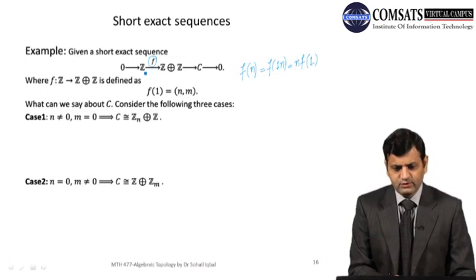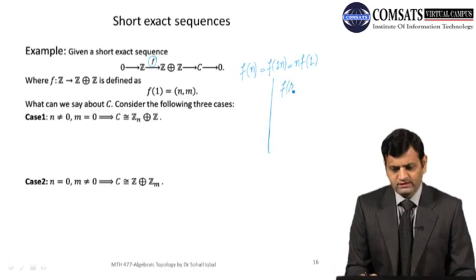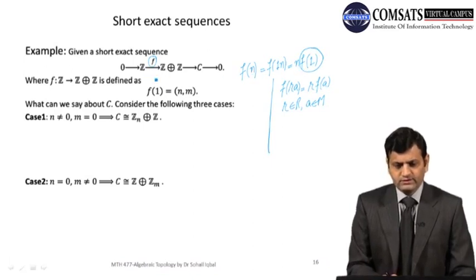Since this Z is a Z-module, we use the properties of a module. Let's recall the property: f of r a is equal to r f of a, where r is an element of the ring and a is an element of the module. Using this property, if I know f of 1, then I can easily calculate f of n for every integer n. That's how we define this f.